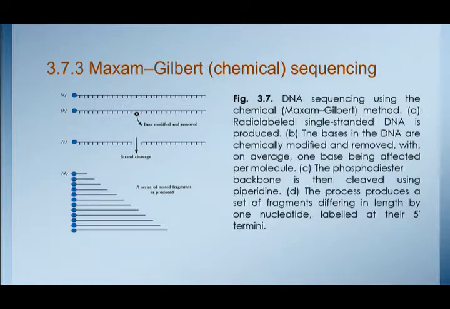In Figure 3.7, Part A, radio-labeled single-stranded DNA is produced. Part B, the bases in DNA are chemically modified and removed, with an average of one base being affected per molecule. Part C, the phosphodiester backbone is then cleaved using piperidine. Part D, the process produces a set of fragments differing in length by one nucleotide, labeled at their 5' termini.